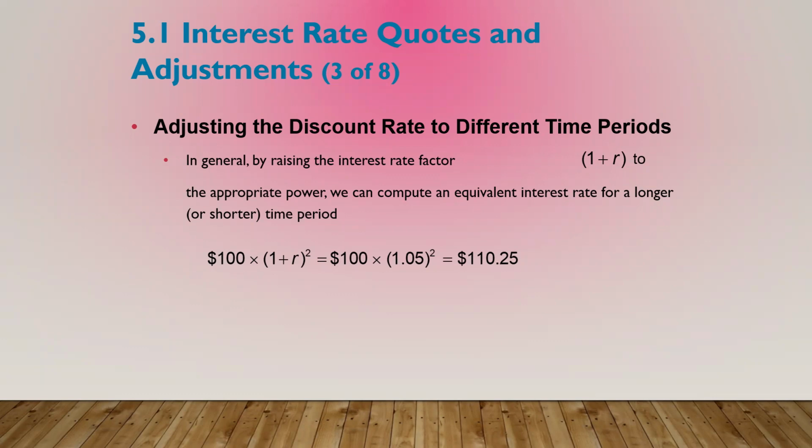So adjusting the discount rate to different time periods in general, by raising the interest rate factor (1 plus R) to the appropriate power, we can compute an equivalent interest rate for a longer or shorter time period. So that's $100 times (1 plus R) to the second power equal $100 times (1.05) to the second power equal $110.25.